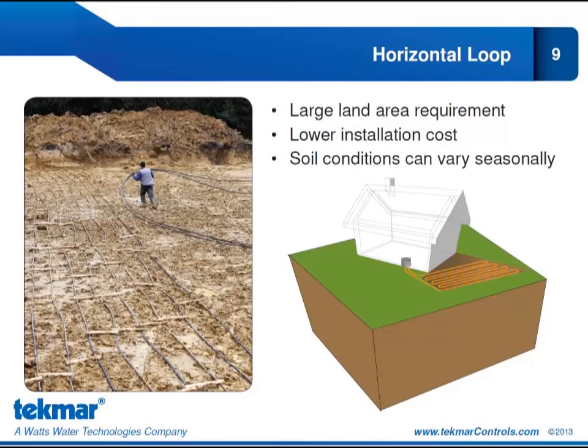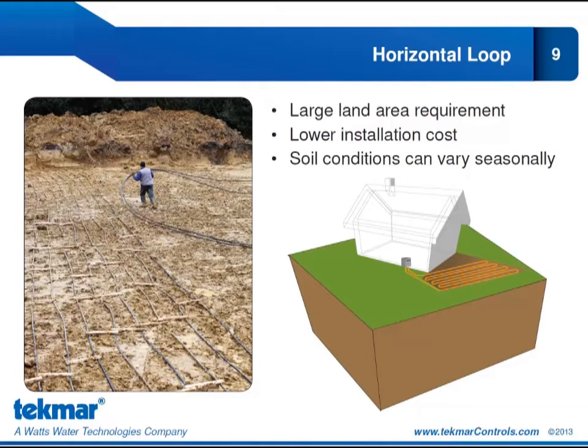First, we'll look at the horizontal loop design. So with this design method, the loops are installed horizontally. And this is done when there is adequate yard space to do so. So the key word there is adequate yard space. It is only an option if you have the land space. So it's great for rural properties with large land areas. But otherwise, if you don't have the land space, then this will not be the ground heat exchanger design that you select.